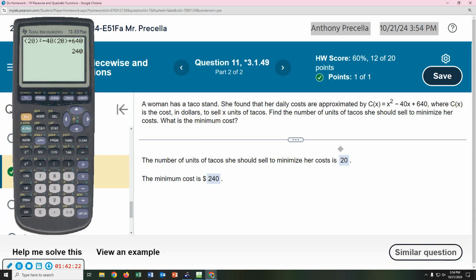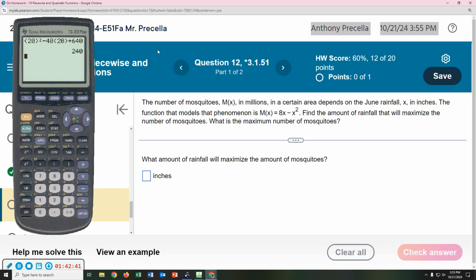Any questions there? Minus B over 2A and then plug it in. So realize for a quadratic function, you either have a maximum or a minimum. You can't have both on the same problem. If it's opening upward, you can find the minimum. Let's see what's the next one.